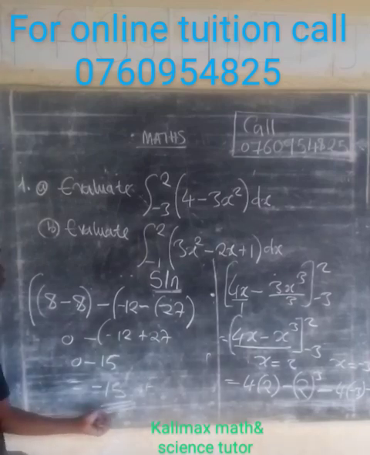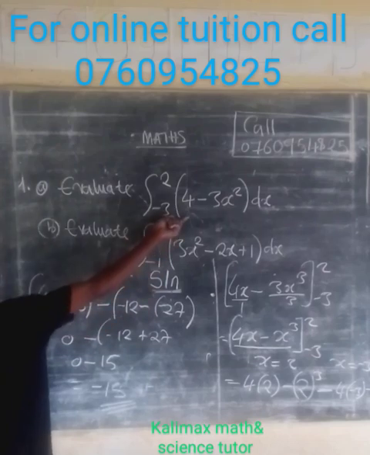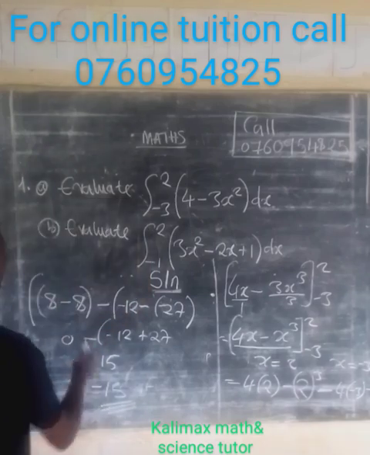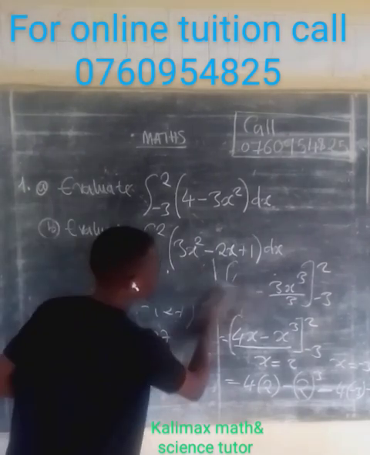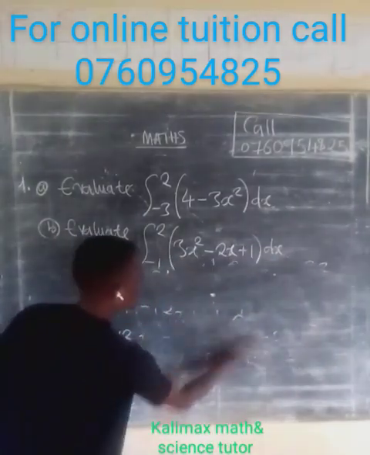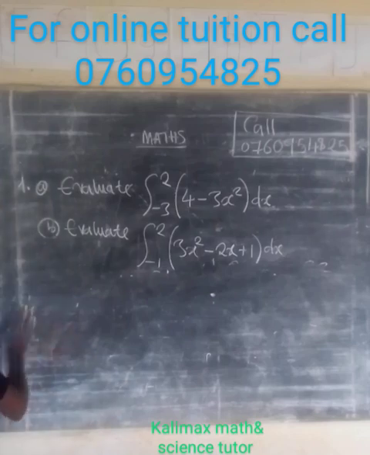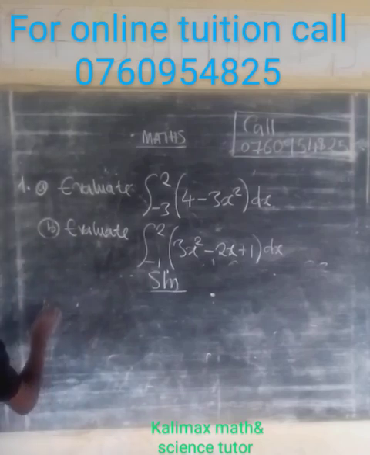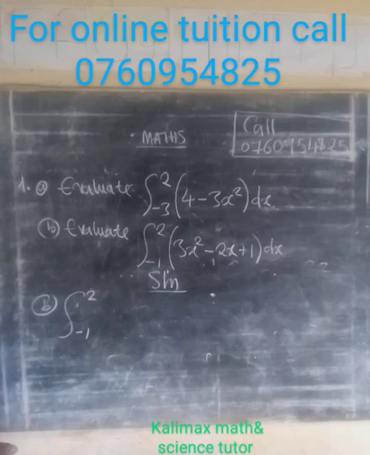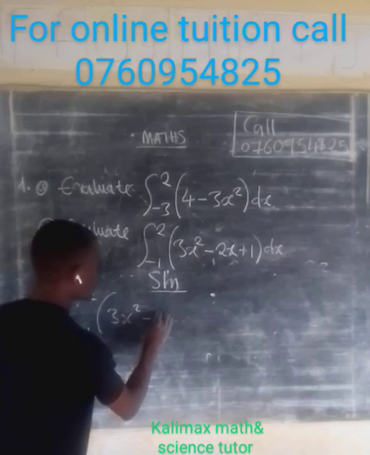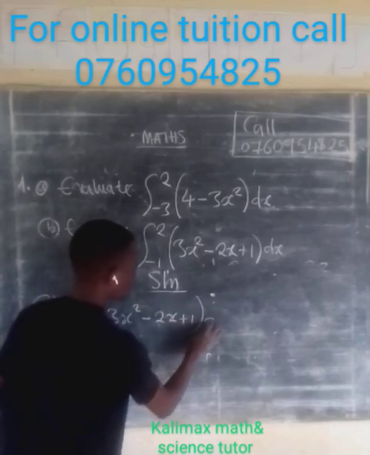Okay? This means you have to evaluate this calculus. Okay? Let's try question B. Let's find question B now. Okay? Question B. Same procedure. Question B. If I want the limit from negative 1 to 2, then you have 3x squared minus 2x plus 1 dx.